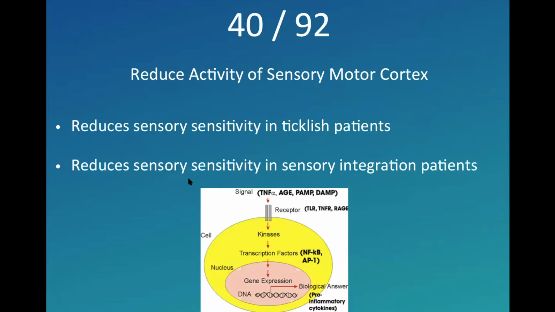However, when you have children who have difficulty with sensory integration, right? They're super sensitive to all sensory input, taste, sound, touch. It does seem to work in autistic children, but this is that subgroup. We call them sensory integration patients. 40 and 92 reduces that.